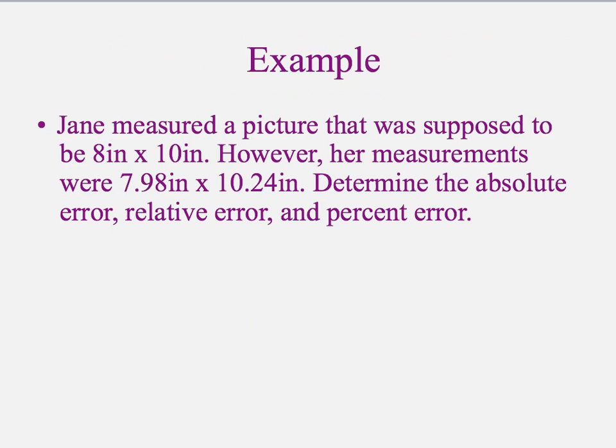So let's talk about error now. Jane measured a picture that was supposed to be 8 by 10. However, her measurements were 7.98 and 10.24. So we want to figure out her error. So we want to start with her absolute error, and that is the approximate value, or what she measures, minus her true value.